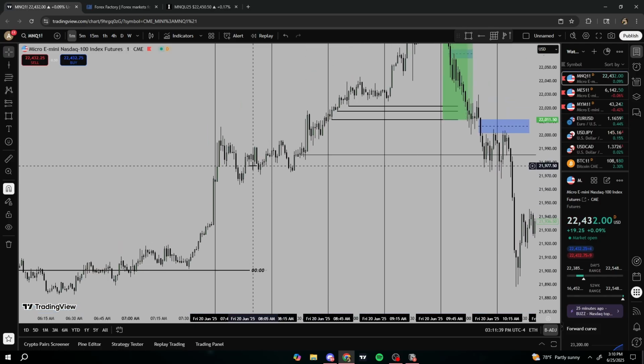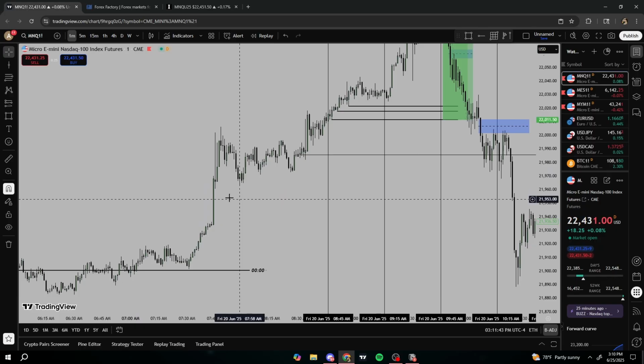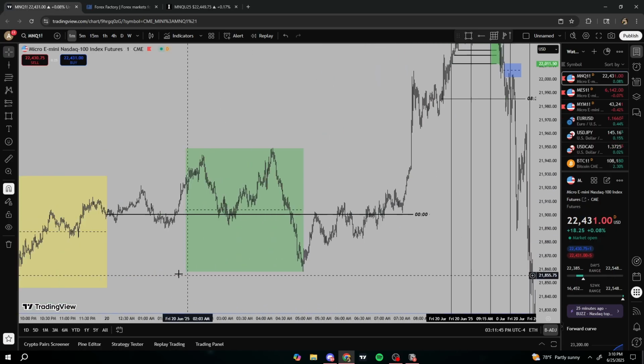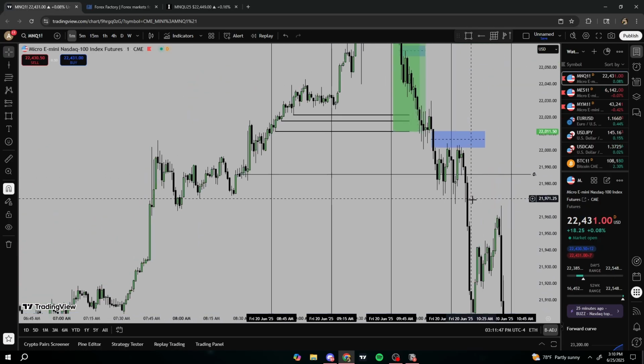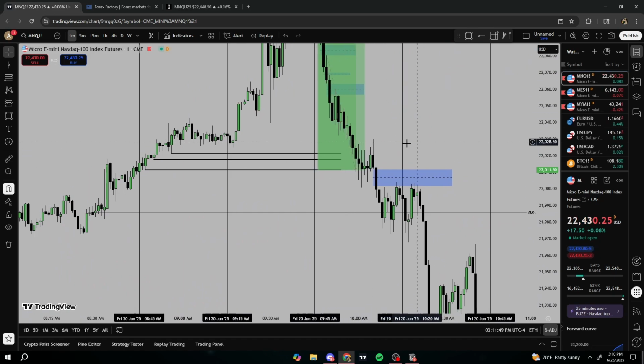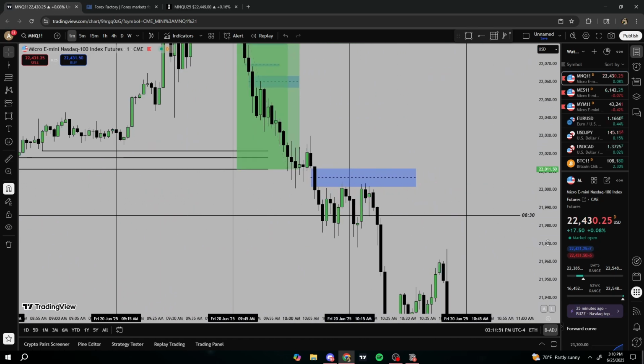So this was a potential draw on liquidity, but it wasn't the end all be all. I wanted to see price come all the way down and take out these. That was my higher time frame draw. So after I took profits, I risked 8% of my profit, so very low.